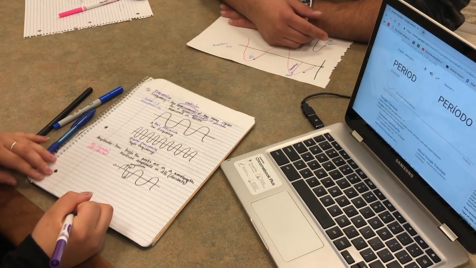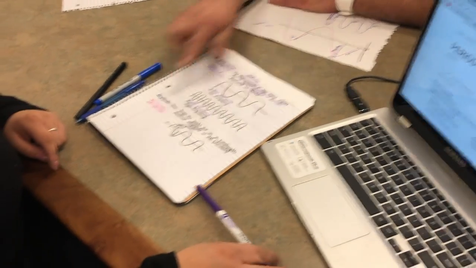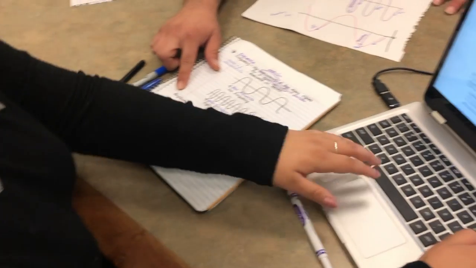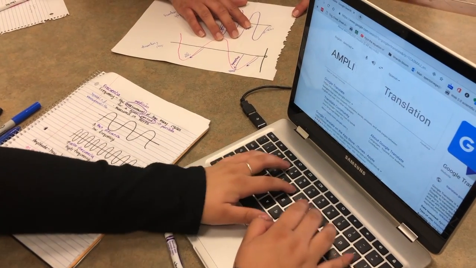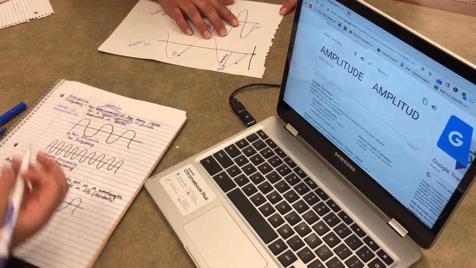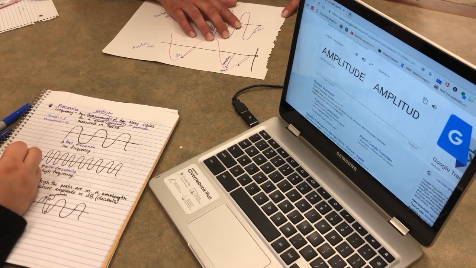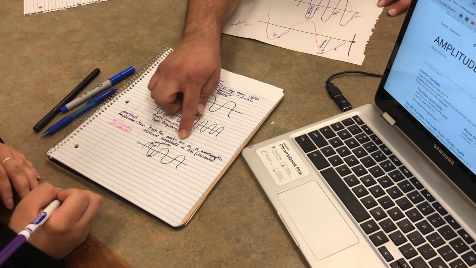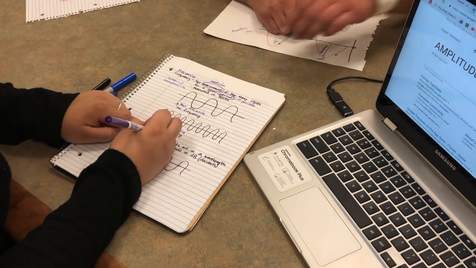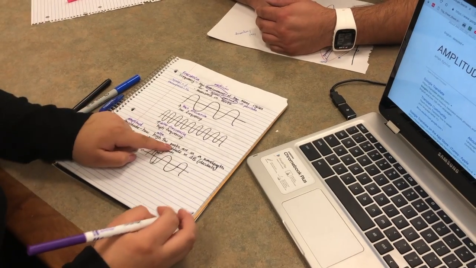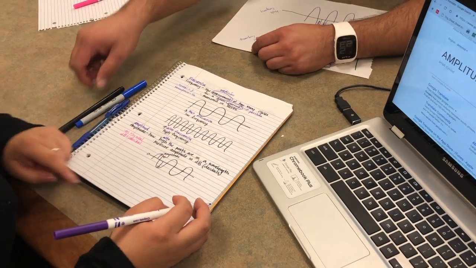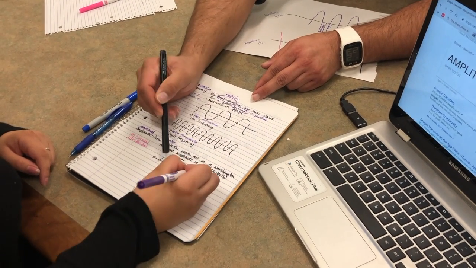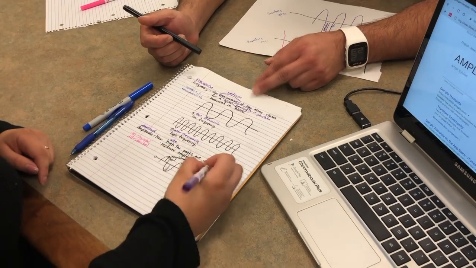Good job. Okay, the next thing we're gonna learn about is amplitude. You might want to look up that word. Creo que es lo mismo. Amplitud. Okay, and that is how high the peaks are in a wavelength. Okay, peaks. So a peak is the top piece, the top of the wave. Yep, that's it. Peak. Okay.